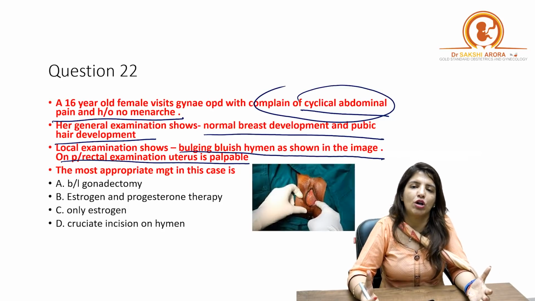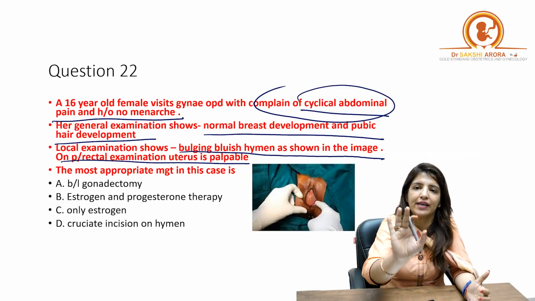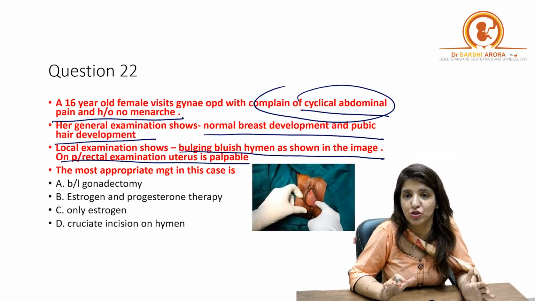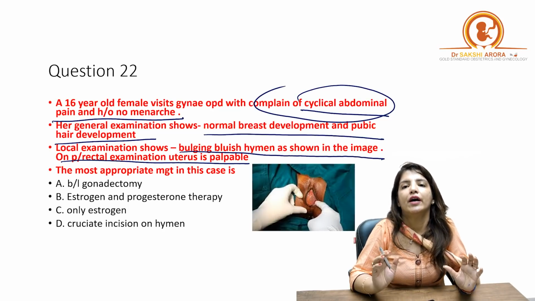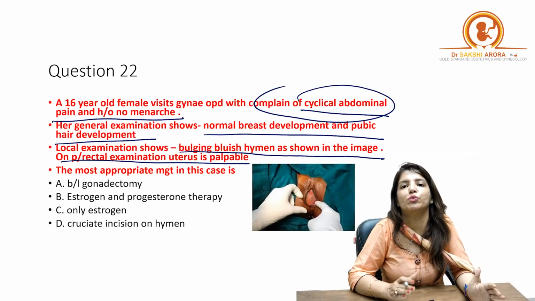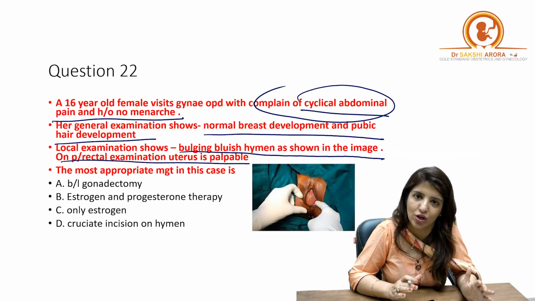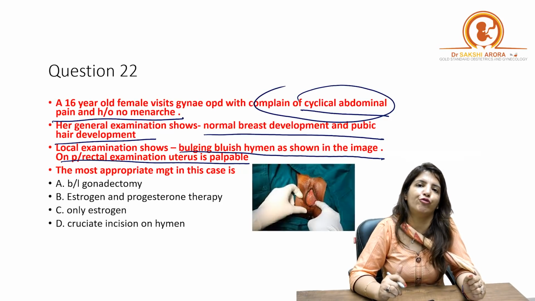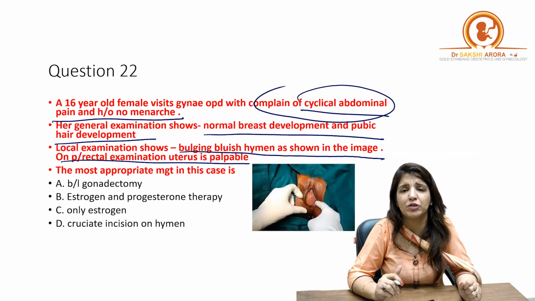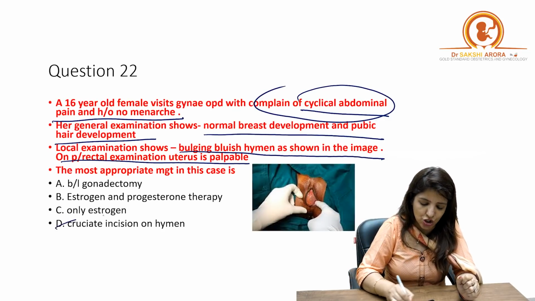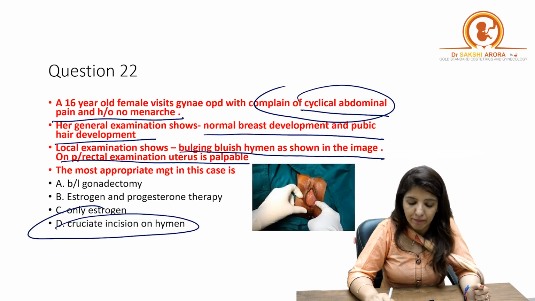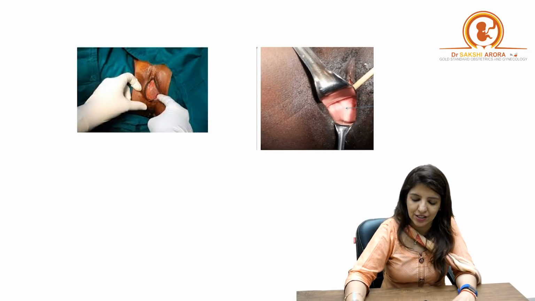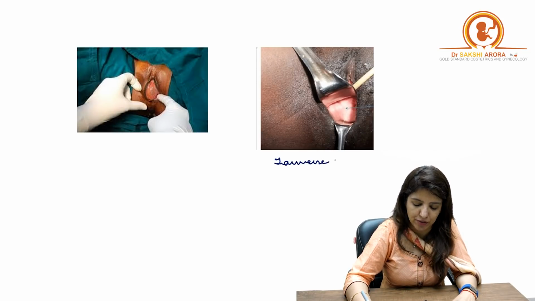Now, because of hematocolpos and hematometra, they can press against the urethra, so the patient may also present with urinary obstruction. Please remember that an imperforate hymen patient can present with urinary complications like urinary obstruction and also urinary retention. Now, whenever you get a patient of imperforate hymen, the best management is to give a cruciate incision on the hymen and the problem is solved. Please remember that one more condition can lead to a similar picture, and that is transverse vaginal septum.